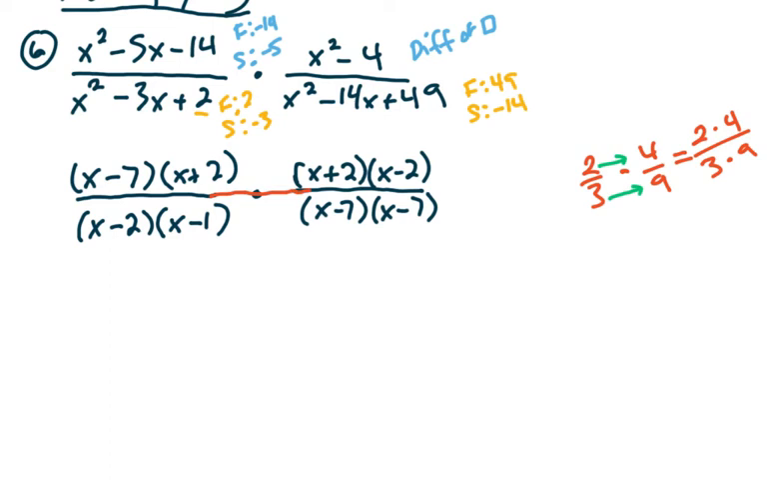And now it looks like our simplifying ones. So if we have something the same that's on the top and on the bottom, we can cancel them out. So it looks like I have an x minus 2 on the top and on the bottom. And I have an x minus 7 on the top and the bottom. There's nothing else that will cancel. So on the numerator, I'm left with x plus 2 squared. I'm left with 2 of them. And on the denominator, I'm left with an x minus 1 and an x minus 7.